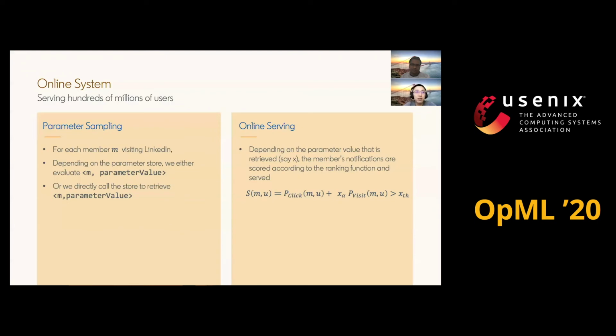After the parameter value is determined, this parameter is sent to the online serving module. This module is product specific since different products have different scoring functions. Let's take LinkedIn's notification as an example.